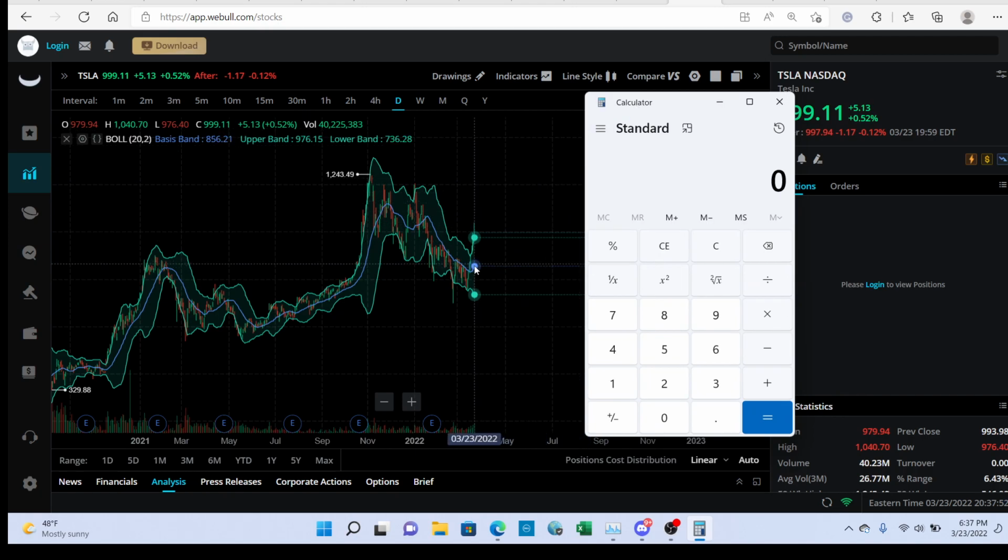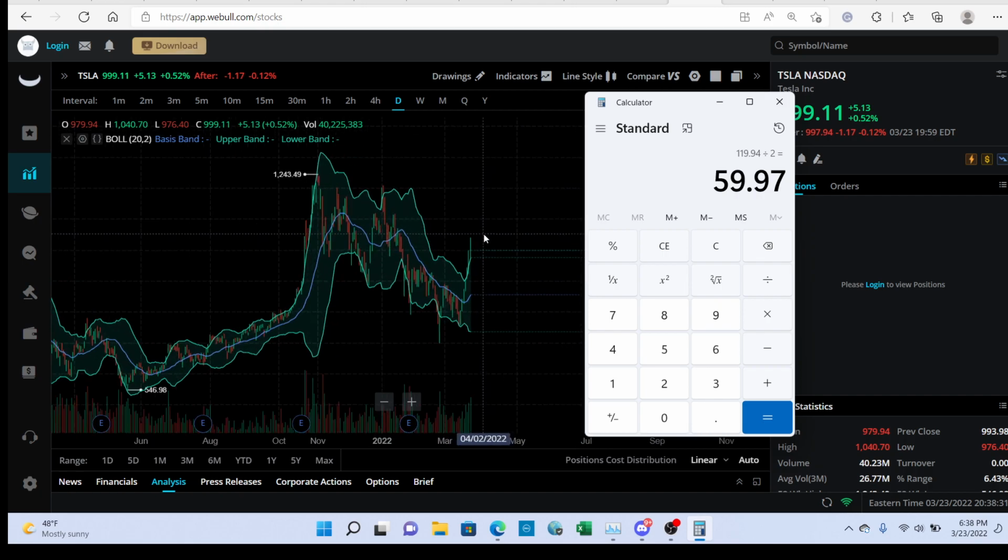So I'm going to type in 976.15. Then we're going to subtract that from the basis band, which is 856.21. So now we know that two standard deviations is 119.94. And then what we can do is we could divide that by 2. And then we see that one standard deviation is about 60 points.